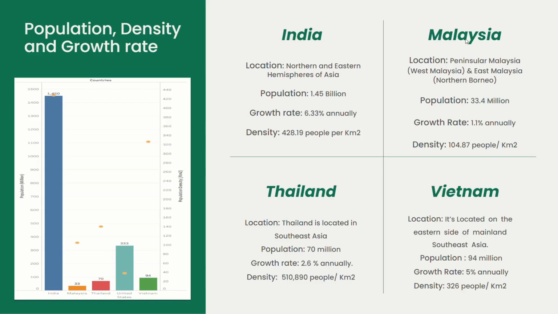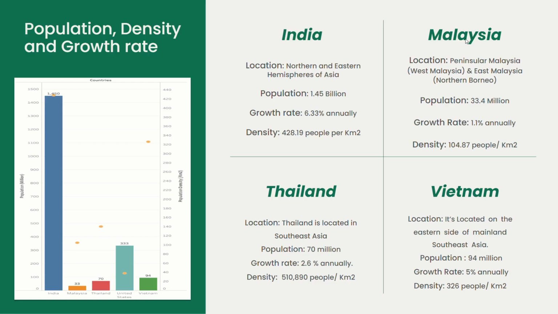Here is the bar graph. All these countries are located in Asia, with India having the highest population and Malaysia the lowest. Similarly, the growth rate of India is around 6.33% annually, the highest, and Malaysia's is the lowest at 1.1%, whereas Thailand is at 2.6% and Vietnam at 5%.